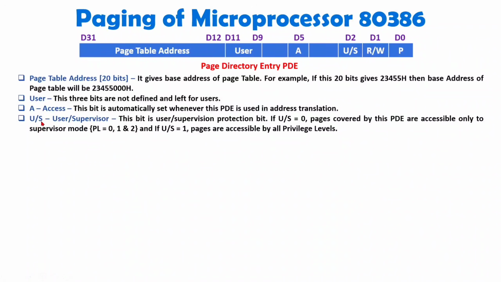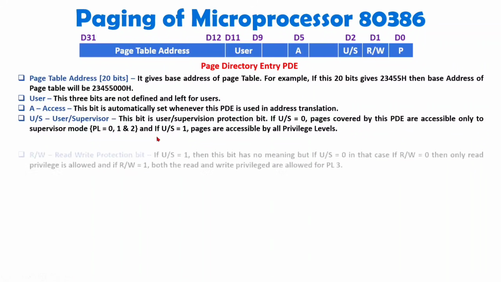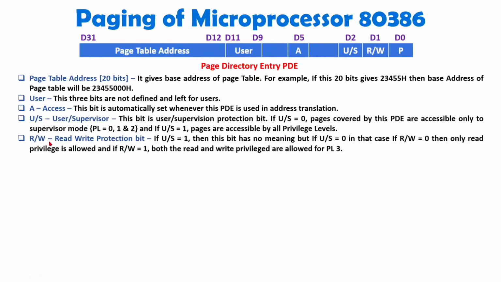If this US bit is equal to 0, then only in supervisor mode can people access it, right? So all the programs with privilege level 0, 1 and 2 can be accessed by this PDE. But if US is equal to 1, in that case all privilege levels can access this PDE, right? My dear students, RW provides read-write protection.